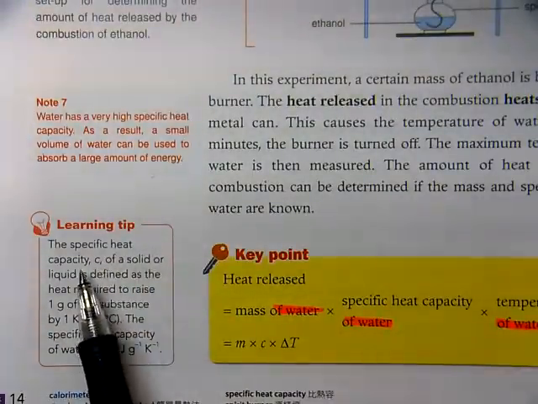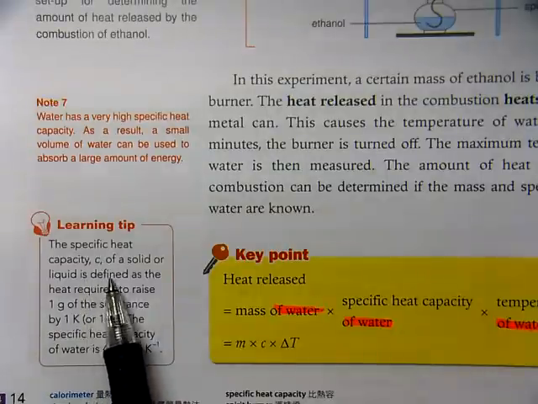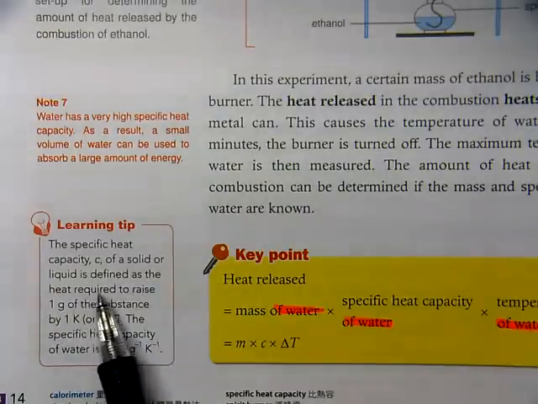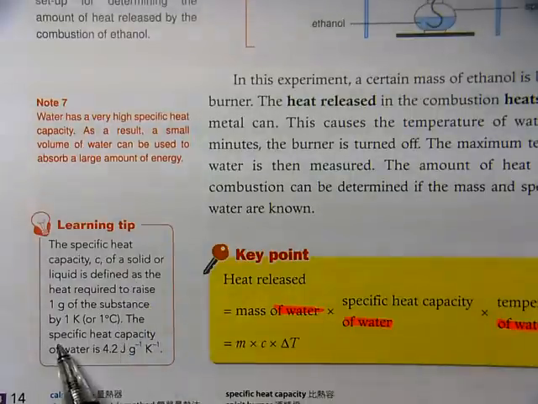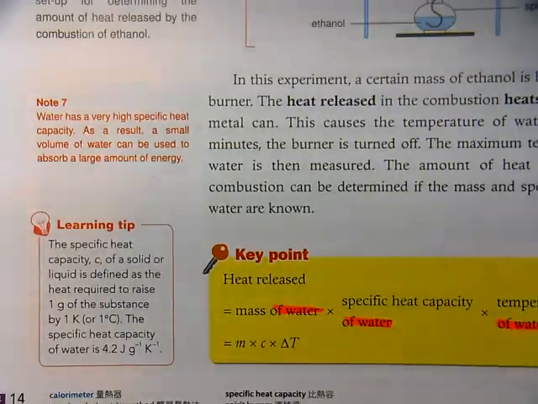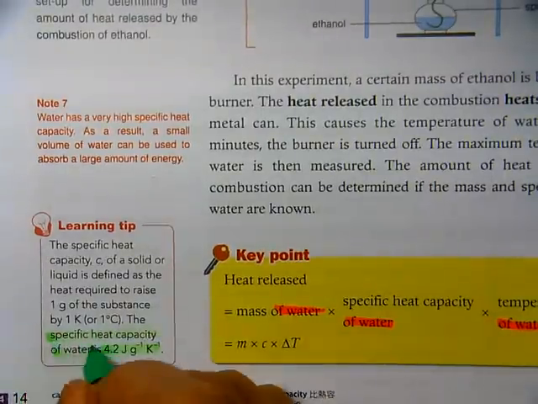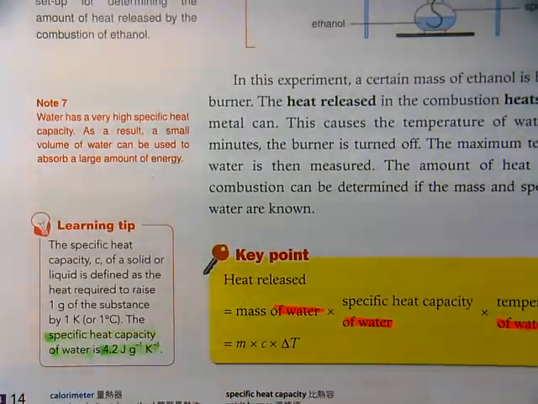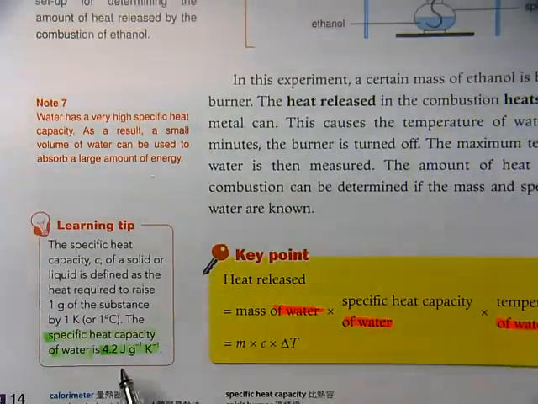What is specific heat capacity? Small letter c of a solid or a liquid is defined as the heat required to raise 1 gram of the substance by 1 Kelvin. The specific heat capacity of water is 4.2 joule per gram per Kelvin. This is commonly used in chemistry, okay? The specific heat capacity of water is 4.2, pay attention to its unit, joule per gram per Kelvin.